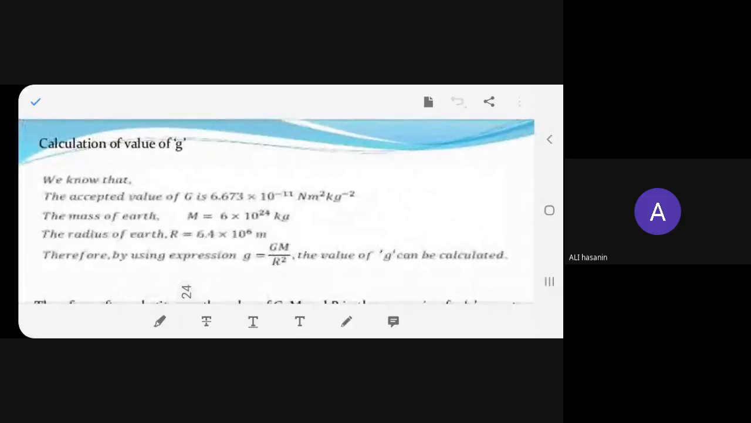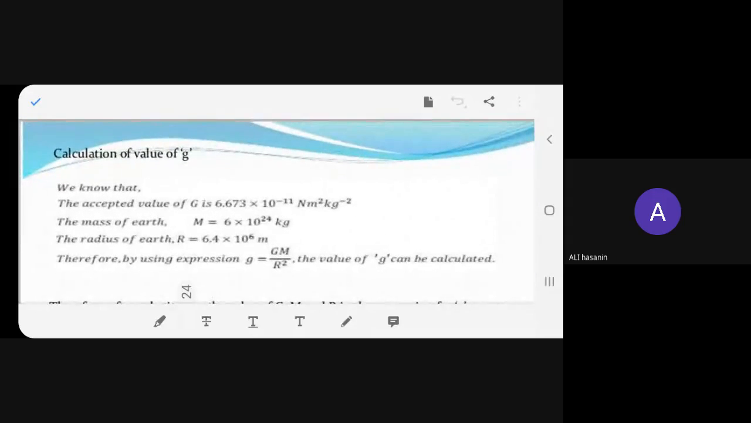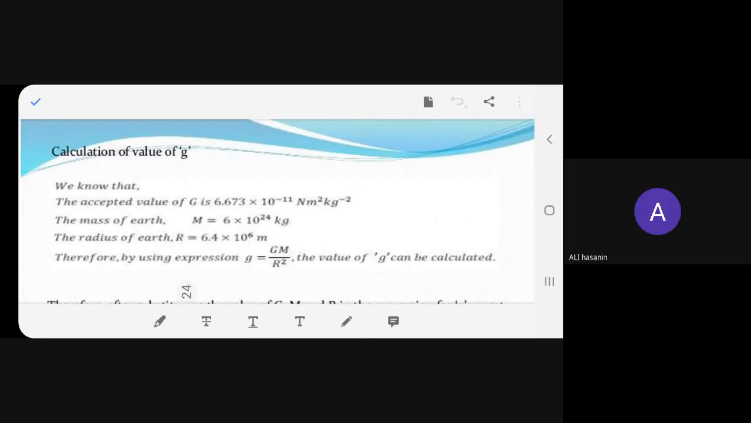Now, how to calculate the value of g? Calculation of the value of g. We know the accepted value of capital G. See, what we are finding out is the value of small g. We know the value of capital G is 6.673 into 10 raised to minus 11 Newton meter square per kilogram square.